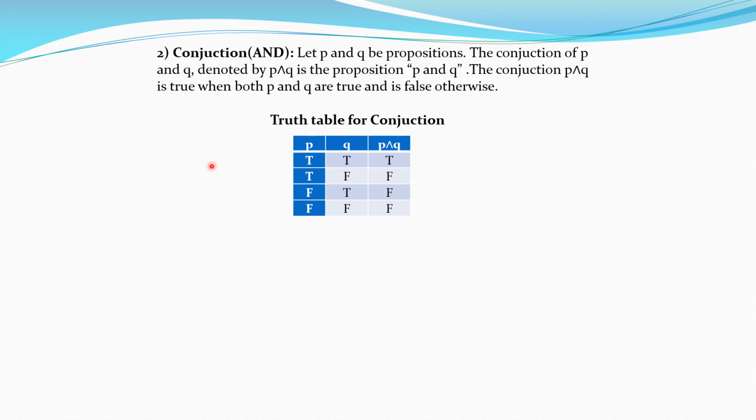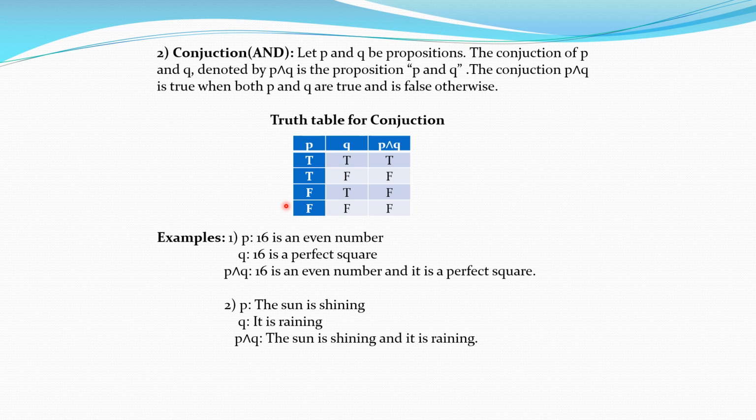That means only in the first case, when both P and Q are true, P and Q has truth value true. And in the remaining cases, P and Q is always false. Now, P is the statement 16 is an even number. Q, 16 is a perfect square.